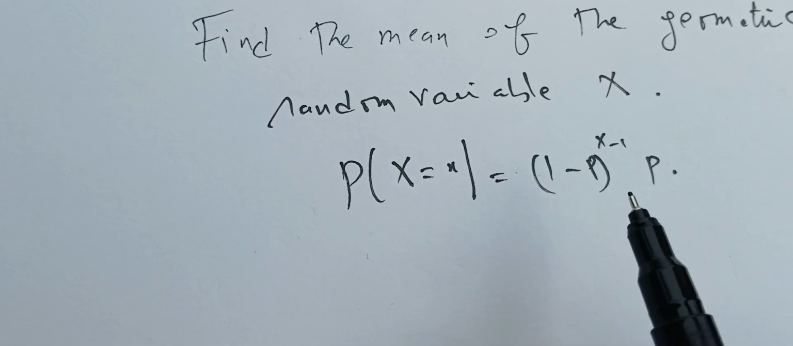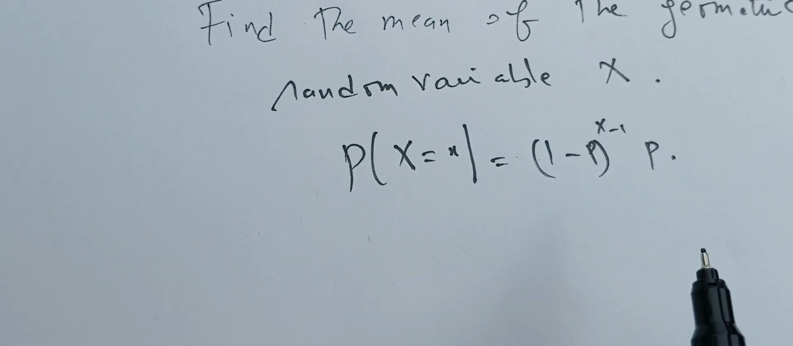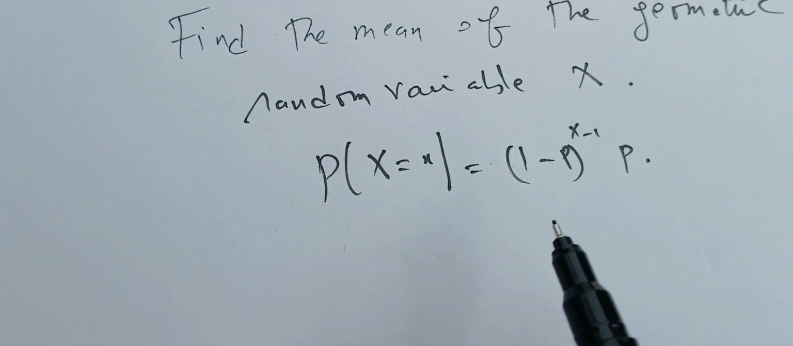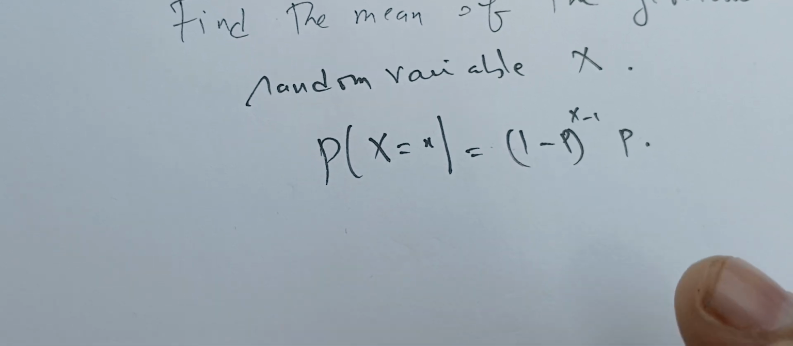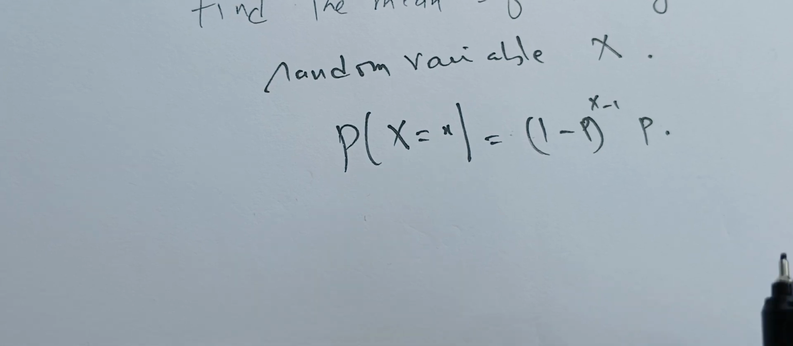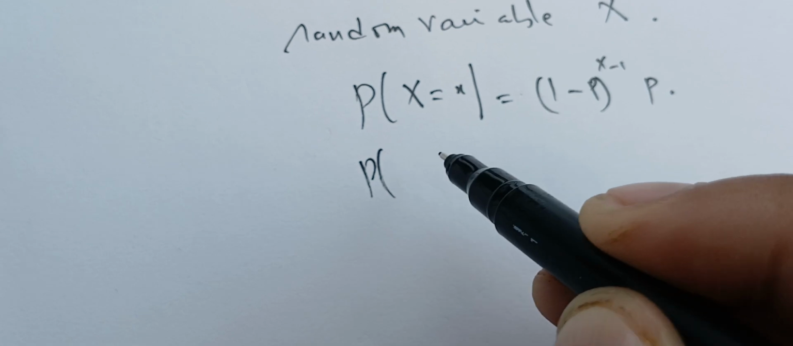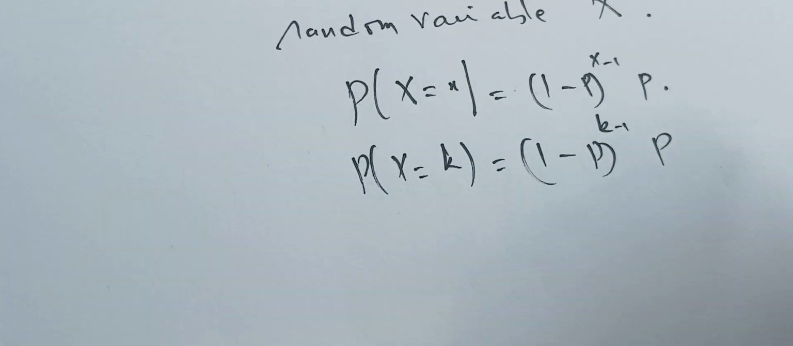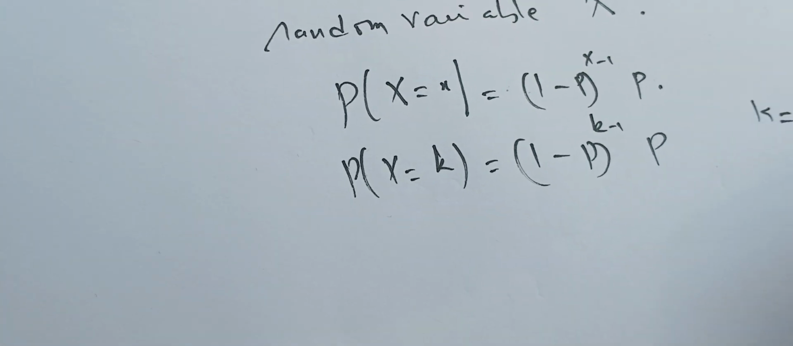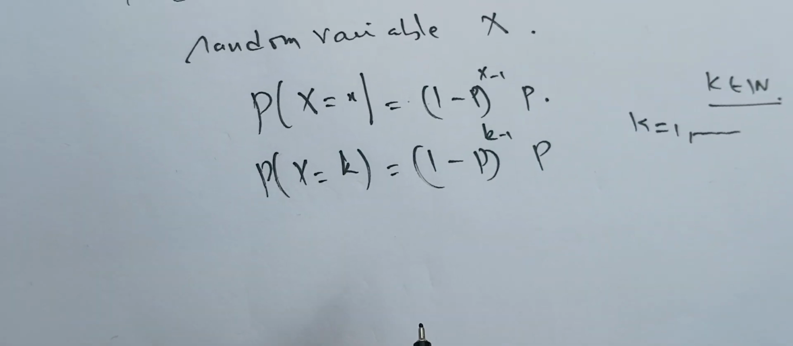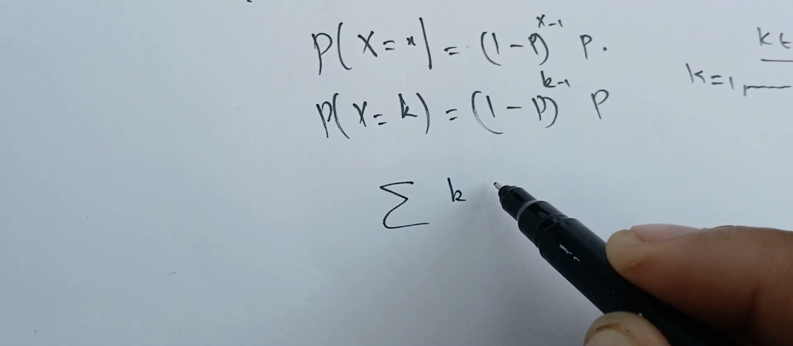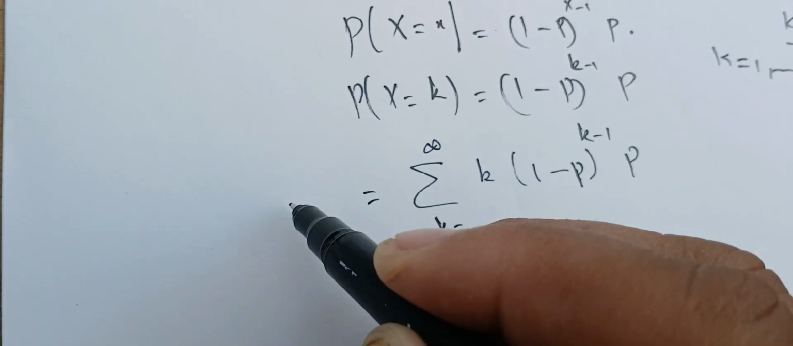Okay, in our case we want to find the mean. And to find the mean of this geometric random variable x, we will have to deal with some computation in the correct manner. Let me use k here to make it look like something familiar. Here k is 1, 2, 3, and so on, k in the natural numbers. So to compute the mean, we have to compute this sum: k times (1 minus p) to the power k minus 1 times p, where k is going from 1 to infinity. So this is the mean.